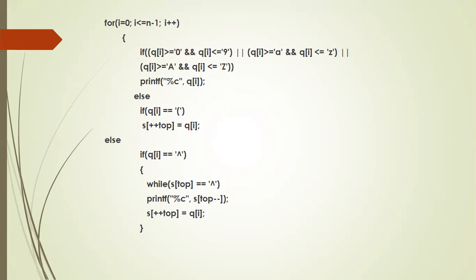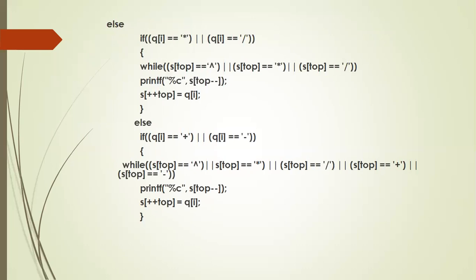Then what happens? For the power operator, there is no other operator whose precedence is more than power. If one more power comes, the precedence of that one is equal. So whenever a power operator occurs, you check whether any other power is already there in your stack. So while S of top double equals power, meaning the stack top contains some other power, you just display it on the monitor. Then after that, take the new element Q of i, another power, and add it to S of plus plus top. So the new power, you add it to the stack.